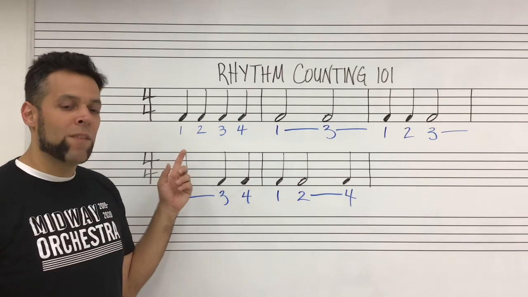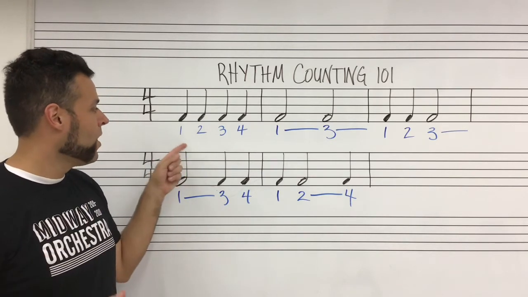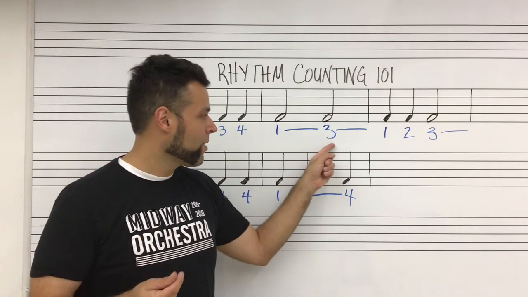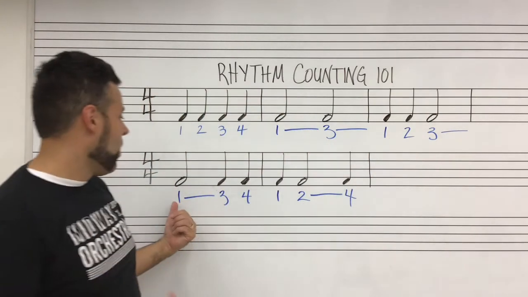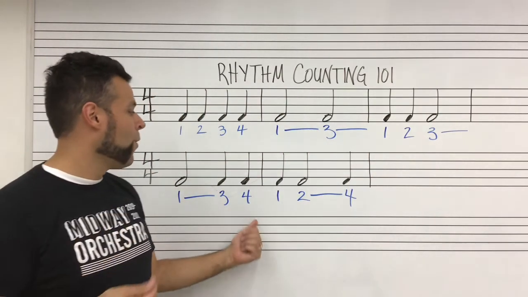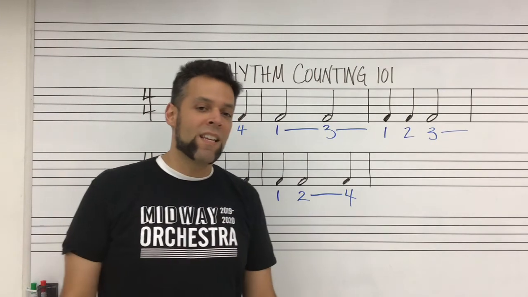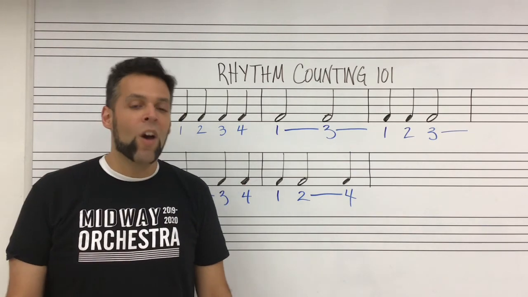So if this is your quarter note right here, I'll count you off. Ready? And it's 1, 2, 3, 4. 1, 3, 1, 2, 3, 1, 3, 4, 1, 2, 4. That is how we count all these measures, and this is Rhythm Counting 101.